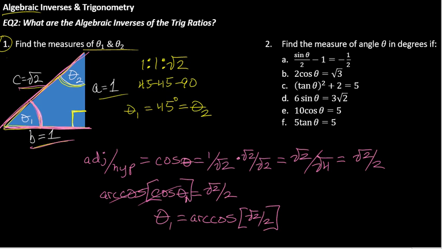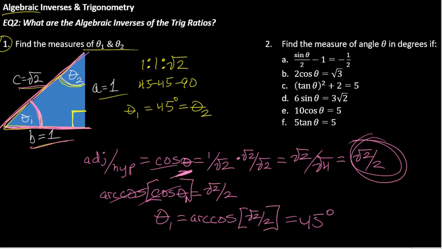Okay, now this is where we just use our trig table. What we're basically saying is the cosine of what angle gives us a ratio, a cosine ratio, of square root of 2 over 2. And our answer invariably is 45 degrees. Okay?